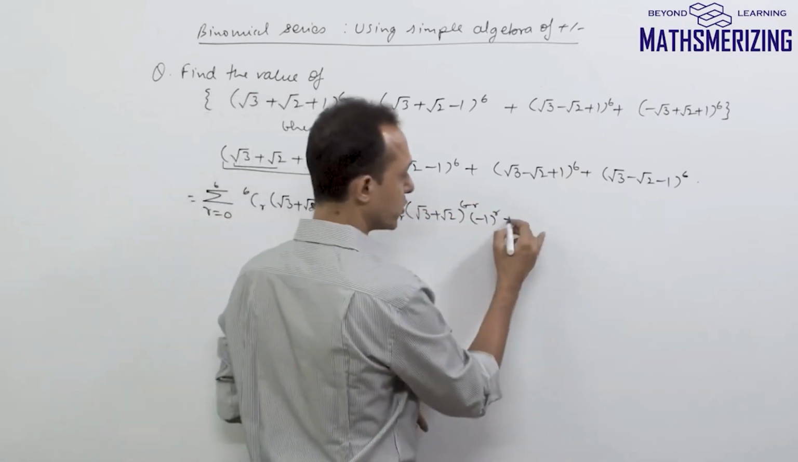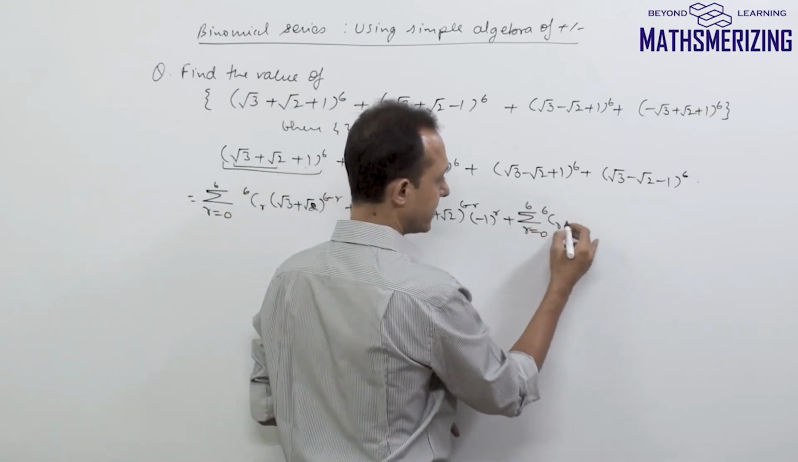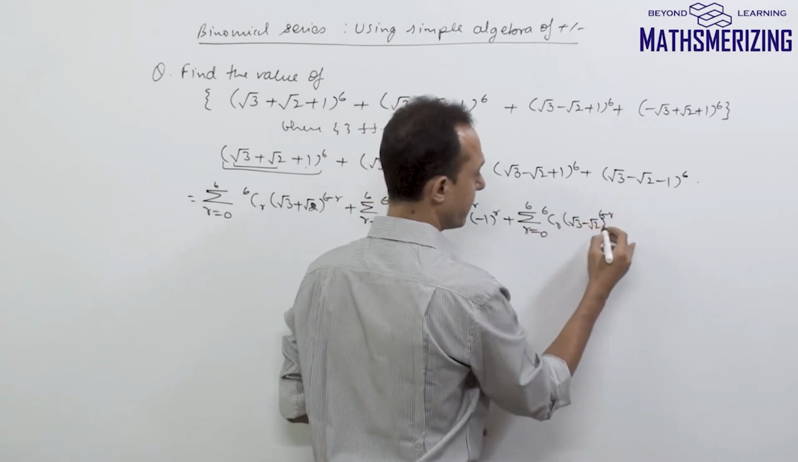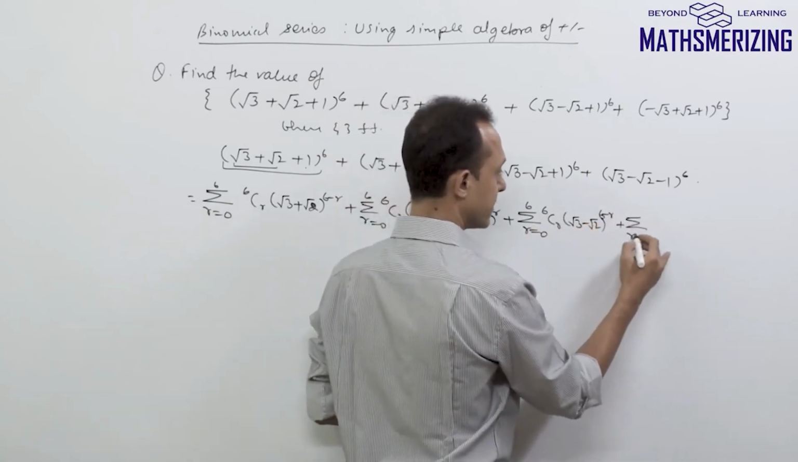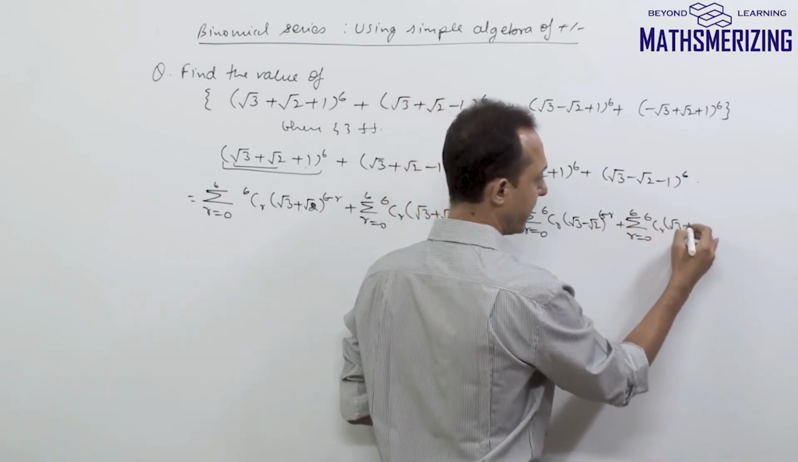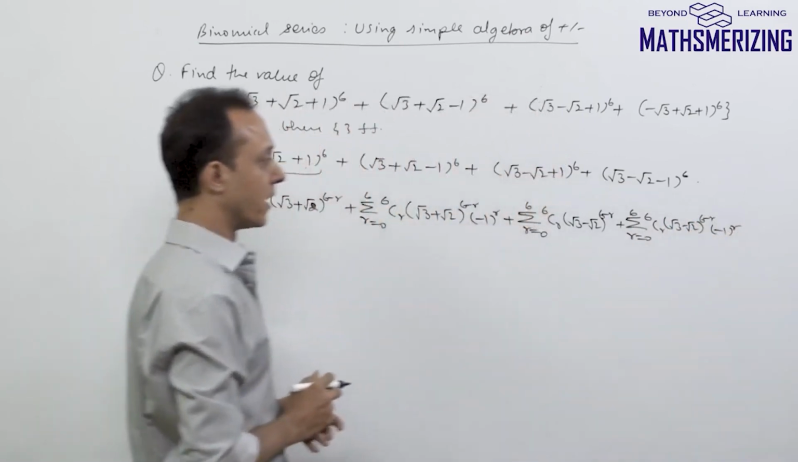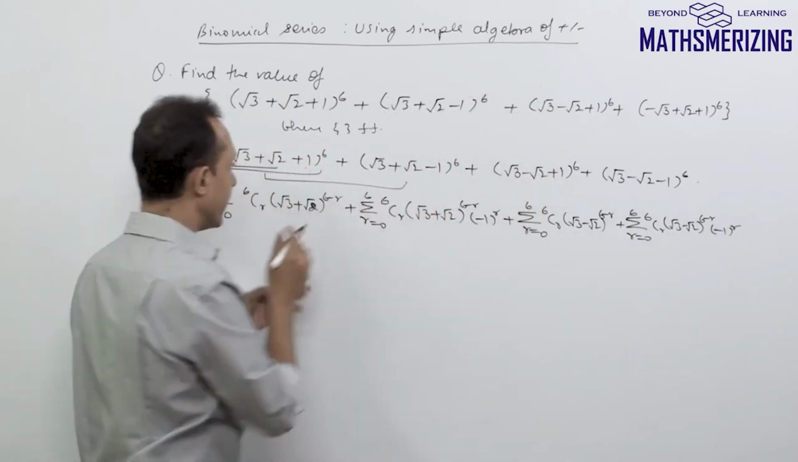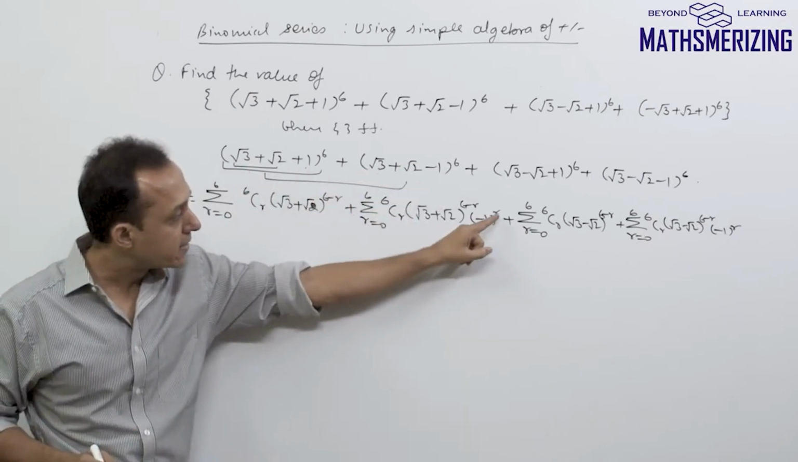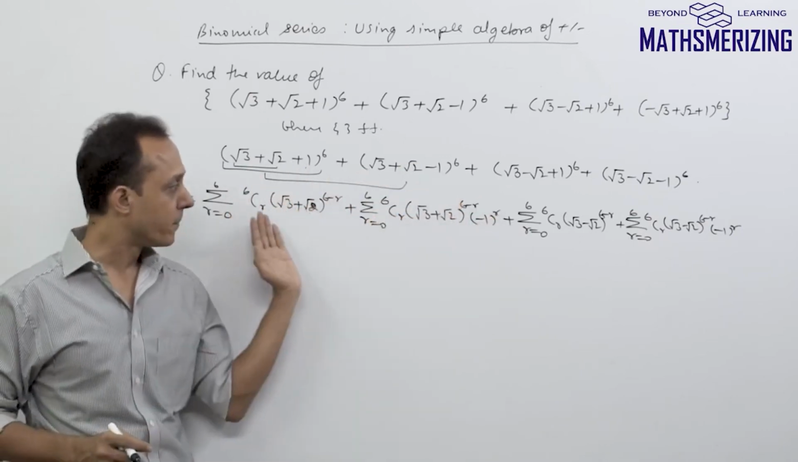In the same way, I'll write it for this one. So it will be summation r varies from 0 to 6, 6Cr (root 3 minus root 2) to the power 6 minus r, and for this one it will be summation r varies from 0 to 6, 6Cr (root 3 minus root 2)^(6 minus r), and then minus 1 to the power r. Now if I look at these two terms, it is nothing but a plus b and a minus b. So what will happen is, when this r is an odd number, these two terms will cancel, and when r is an even number, they'll add up, right?